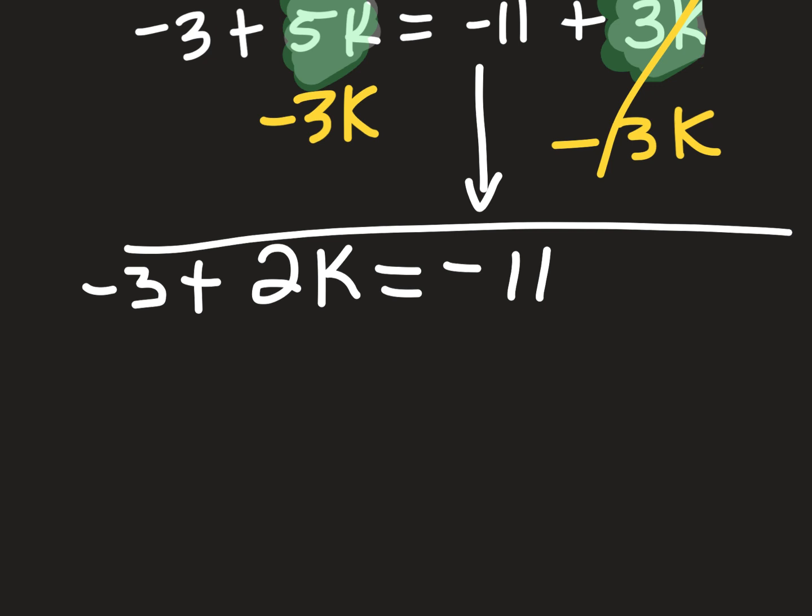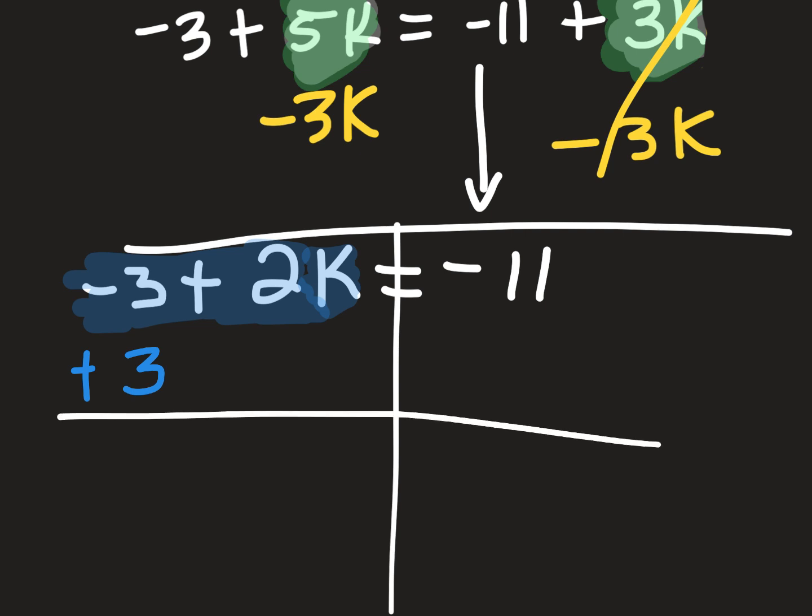Now that we got rid of one of those variables, we need to get the K by itself. So what's sitting there with the K that needs to disappear? What is sitting on the same side of the equal sign as the variable? So what else do we have over here? We've got that 2 and we've got that -3. They're on the same side of the equal sign. So I think it's easier if I get rid of that -3 first. So how am I going to get rid of a -3? +3.